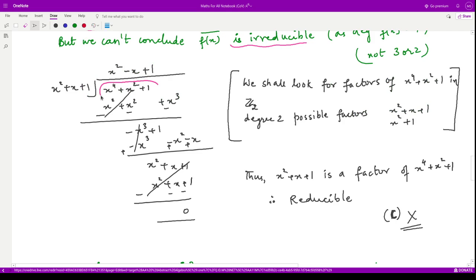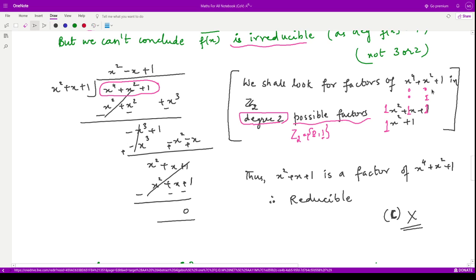So this was our polynomial, right? So we'll go for looking for possible factors. For degree 2, the possible factors would be x square plus x plus 1. Why is this so? Because Z2 contains only two elements, 0 and 1. So the coefficients could either be 0 or they could be 1, right? So for degree 2, the leading coefficient should be 1. It cannot be 0, because otherwise the factor would be of degree less than 2. So now I can have 1, 1. Otherwise I can have 0, 1. Otherwise I can have 0, 0. These are the only possibilities.